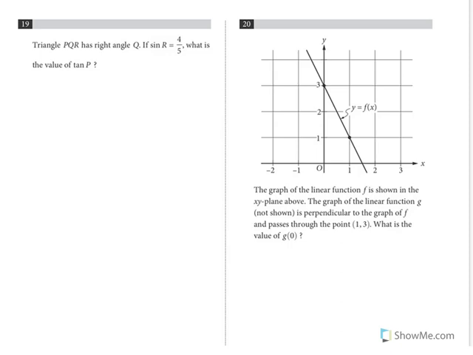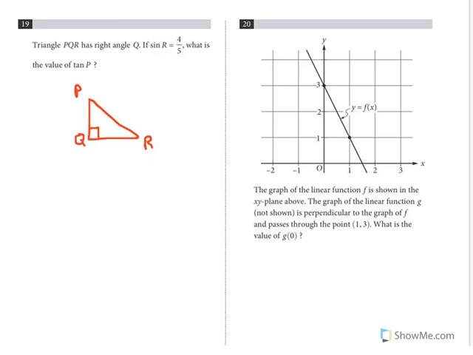All right. Triangle PQR has right angle Q. If sine of R equals 4/5, what is the value of the tangent of P? Nice trig problem here. So let's go ahead and draw a triangle PQR. Okay, a little bit better. Let's go ahead and just say P, Q, R, since it tells us right angle Q. And it says the sine of R is 4/5.